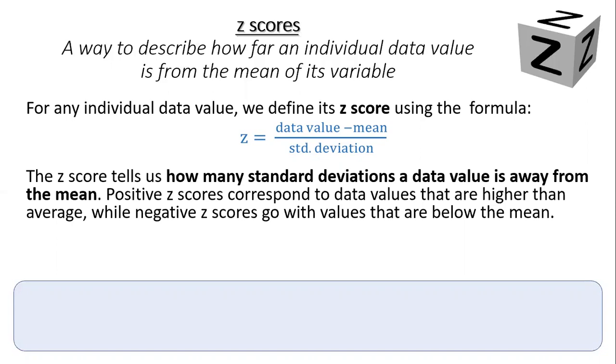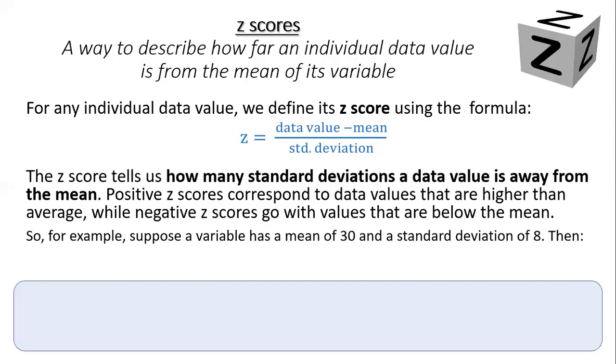If the data value is larger than the mean, then the numerator of that fraction is going to be positive, and we're going to end up with a positive z-score. If the data value is less than the mean, then the numerator of that fraction will be negative, and we'll end up with a negative z-score. Let's take a look at a couple of examples.